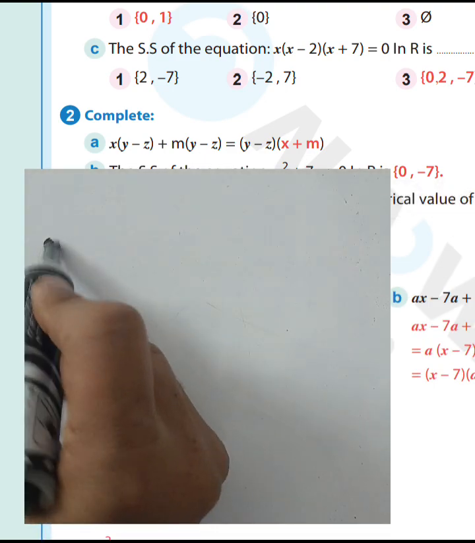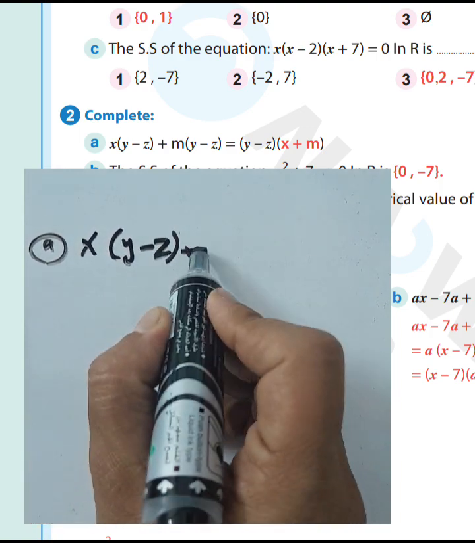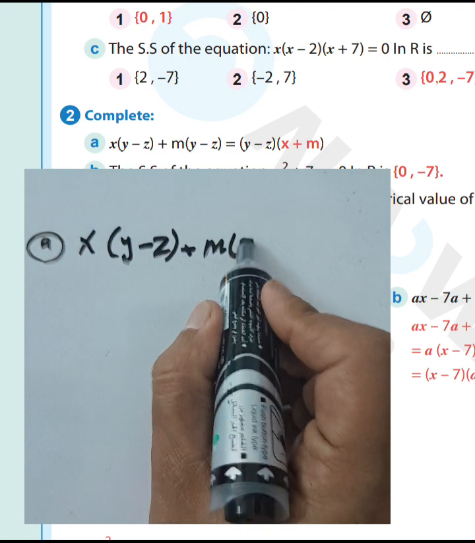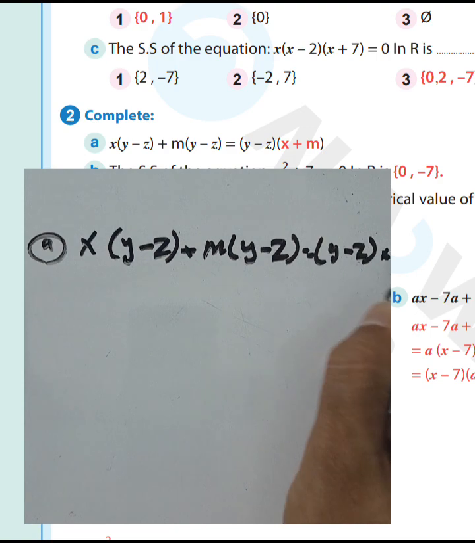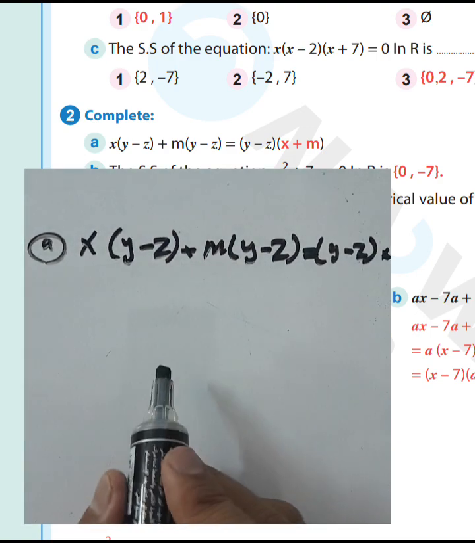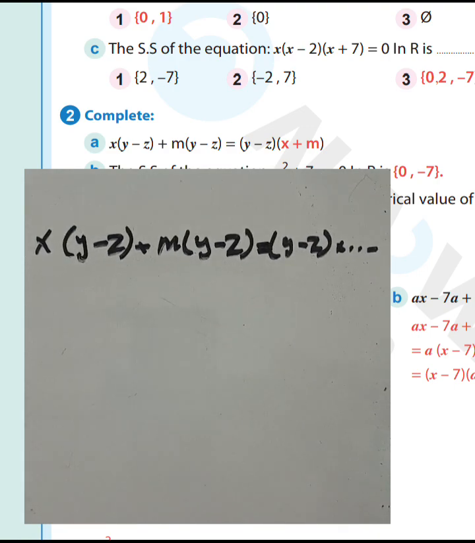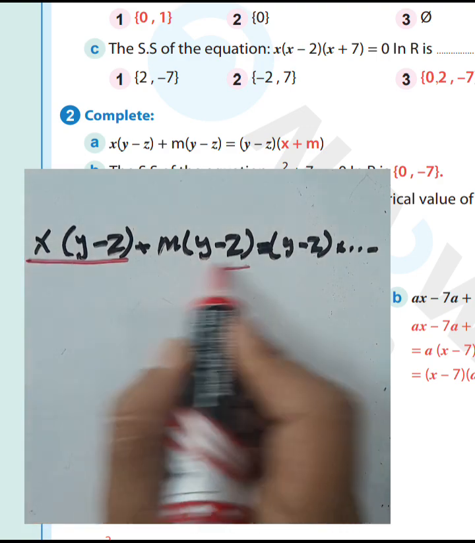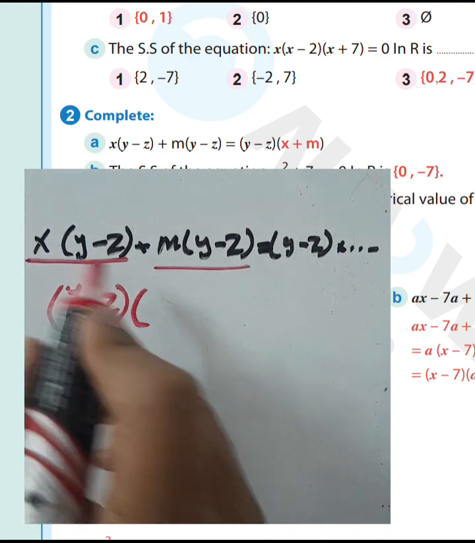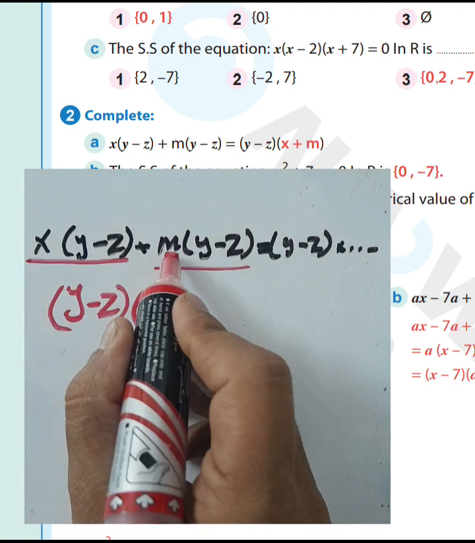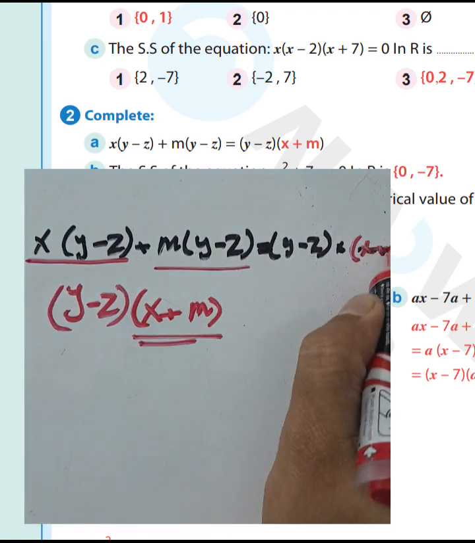Question number 2, complete. Letter E. X product by y minus z plus m product by y subtract by z equals y subtract by z product by space. We can solve this example by writing the highest common factor between two terms. We have two terms in this expression, first and second. Write the repeating factor here, y subtract by z, product by the remainder here x plus the remainder here m. Then we must write x plus m in the space here, x plus m.